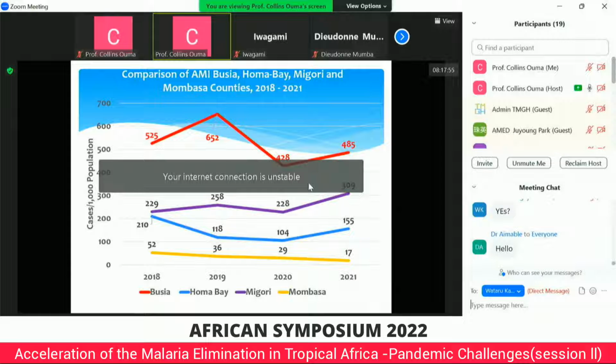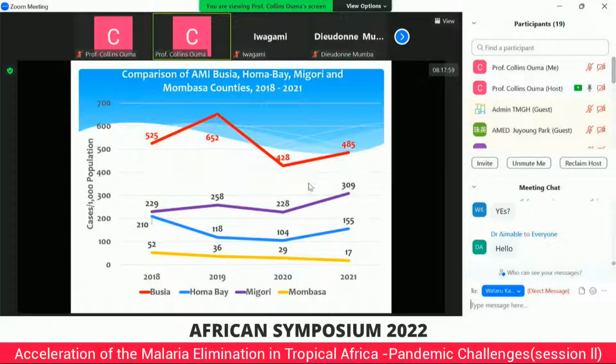But what was catching about this, 2018, 2019, 2020, 2021? The cases really increased in 2019, and in 2020 really decreased. And we started celebrating, saying, oh, the annual malaria incidence is going down. And we said, what did you do right? Then we noted in 2020 is when we had COVID-19. Then now we have come back to 485.